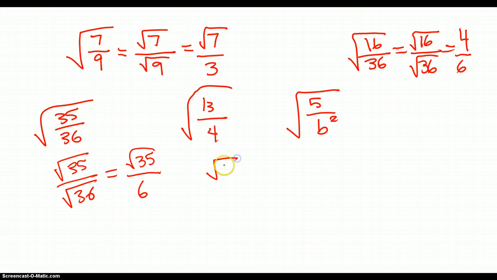This one here, I can't do anything with the 13. The bottom is just 2. Can't do anything with the 5. Now you know this. What happens to a square and a square root? They undo each other. So the opposite of b squared, the square root of that is just a plain old b. Okay?